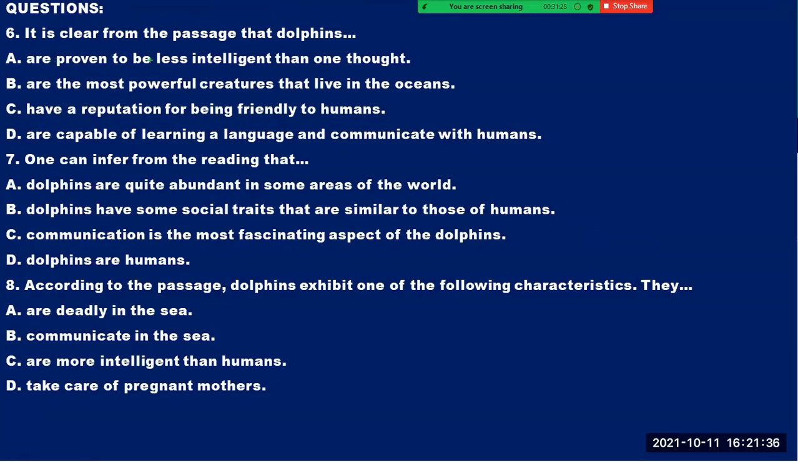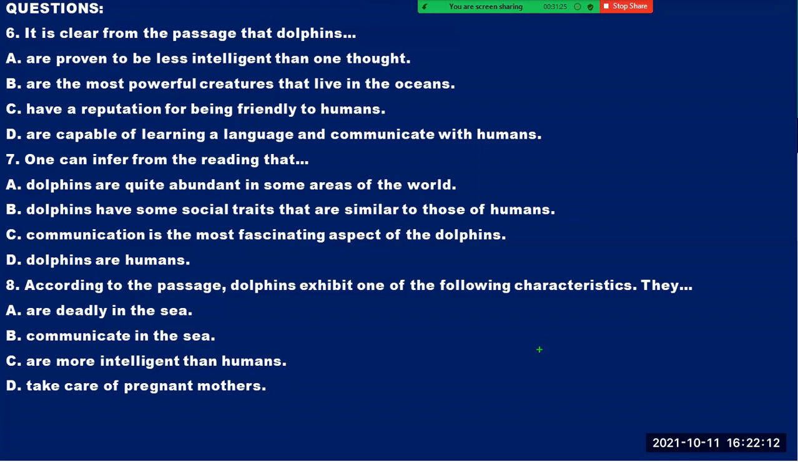Question number 6. It is clear from the passage that dolphins are proving, well, this is about dolphins. Let's not go through the options. 7. One can infer from the reading that dolphins are quite abundant. So this passage is about dolphins. That's the idea we get. Then question 8, according to the passage, dolphins exhibit one of the following characteristics. So we are going to look for characteristics of dolphins.